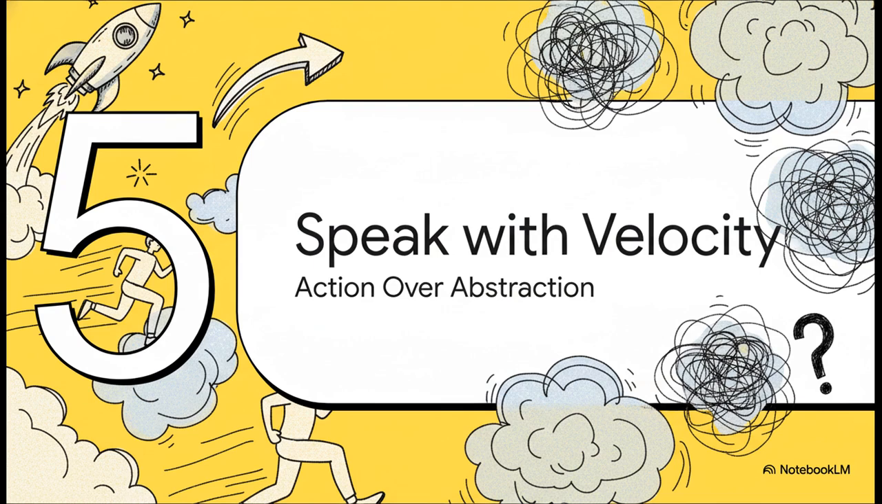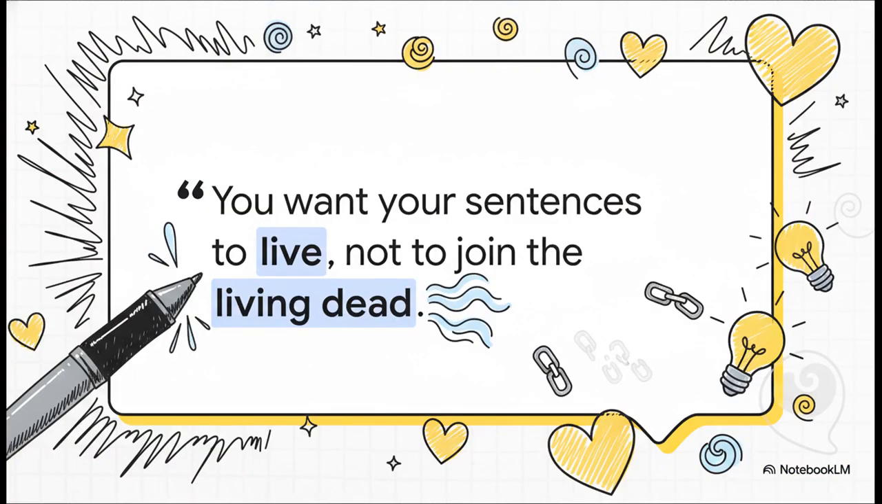So, what's the big takeaway from all of this? Well, it really comes down to choosing action over abstraction. Helen Sword said it perfectly. You want your sentences to live, not to join the living dead. Your goal as a writer is to communicate, to energize, to move your reader. And you just can't do that with sentences that have had all the life drained out of them.